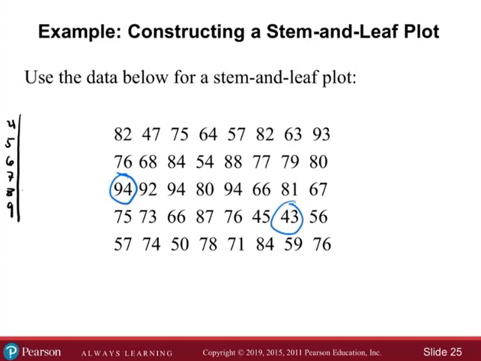All right. So let's see how this evolves. 82, we're going to capture it like this. Just put a 2. So that means 82. 47, we put a 7 here. So that means 47. 75, we put a 5 here. So that means 75. 64. Right. So the units place counts as our leaves. 57. Okay. 82. So now we have two 82s. 63. Okay. 93.